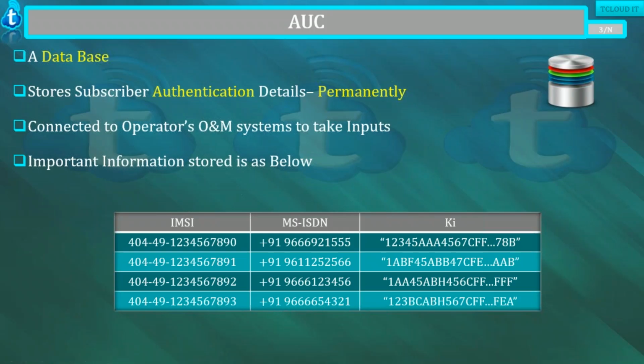So your operator has to make sure that the key value stored for one particular user, for example, for this particular user with this IMSI and this MSISDN number, whatever key is stored in the authentication center, the same key will get stored in the SIM card as well. It must be the same. There is no way it could be different. If it is different, then that SIM card cannot operate. That SIM card cannot request services and cannot work in the telecom environment.